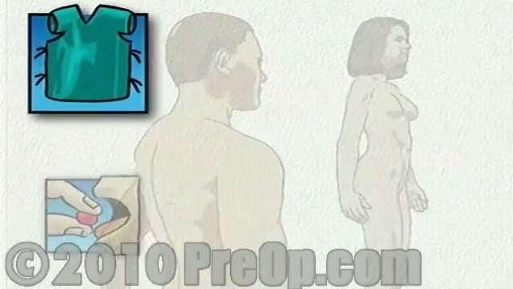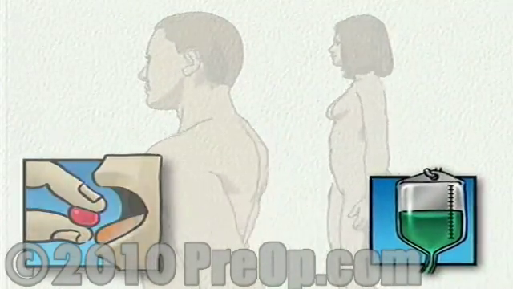On the day of your operation, you will be asked to put on a surgical gown. You may receive a sedative by mouth, and an intravenous line may be put in. You will then be transferred to the operating table. Your doctor will scrub thoroughly and will apply an antiseptic solution to the skin around the area where the incision will be made.